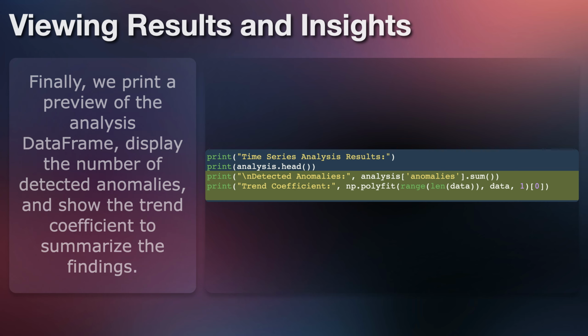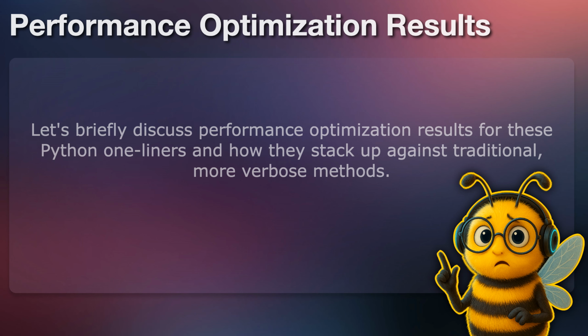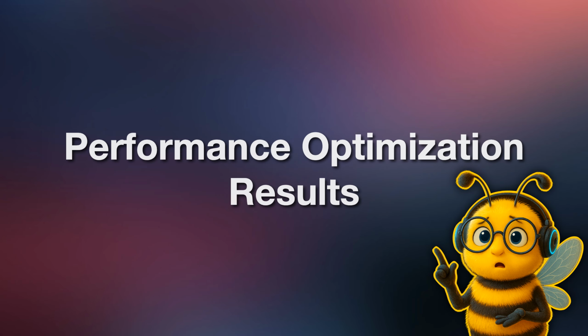Finally, we print a preview of the analysis data frame, display the number of detected anomalies, and show the trend coefficient to summarize the findings. Let's briefly discuss performance optimization results for these Python one-liners and how they stack up against traditional, more verbose methods. Next, let's examine the performance benefits of using Python one-liners compared to more traditional coding approaches.